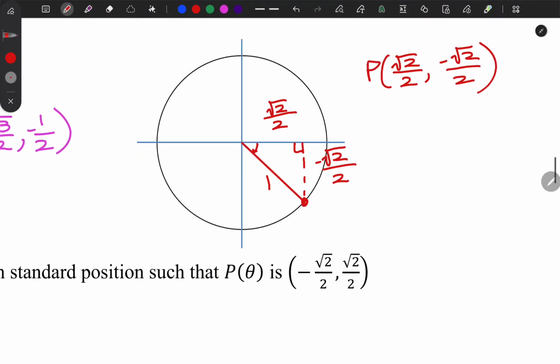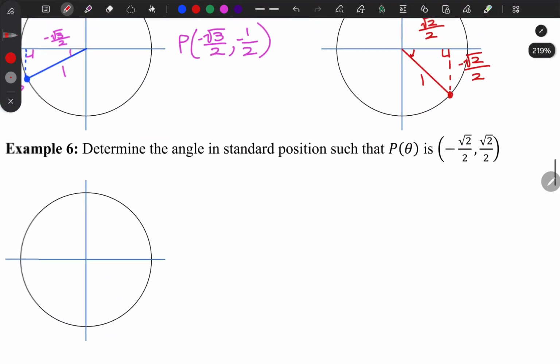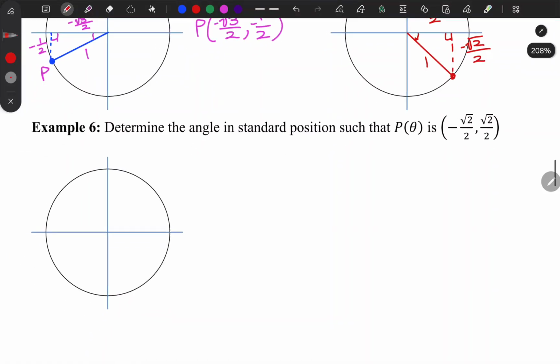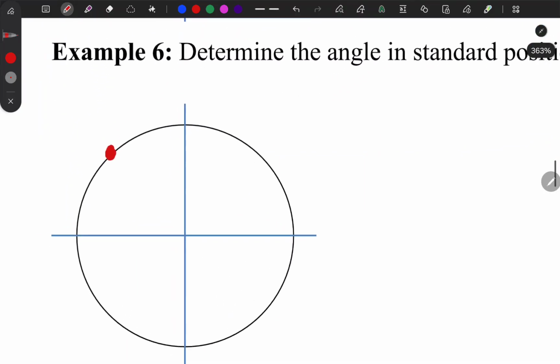And let's do one where we go in the other direction. So for this one, we are given the point with an x value and a y value, and we want to find the angle theta. So let's start with just drawing the point. Notice that we have a negative value for x and a positive value for y, so it looks like we are up in quadrant 2. And let's draw in our triangle with our x and y values.